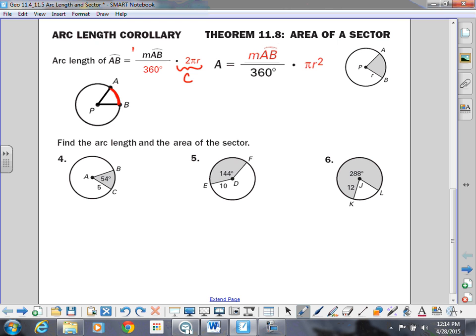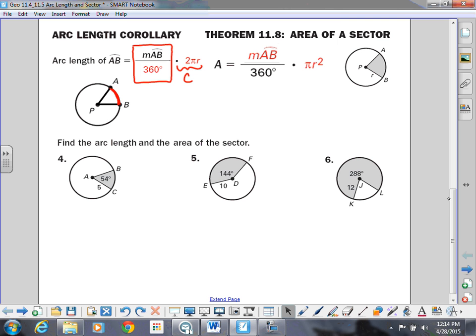So that fraction is given by however many degrees that arc is, so that's the measure of AB, divided by the total number of degrees in the whole circle. So anytime we're going to do arc length, we're going to do that fraction times the circumference.